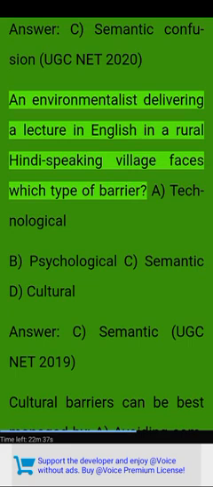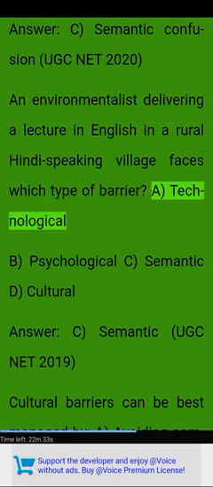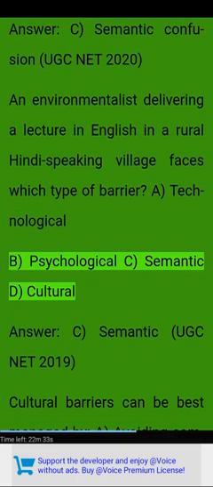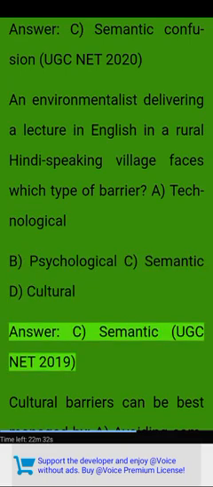An environmentalist delivering a lecture in English in a rural Hindi-speaking village faces which type of barrier? A. Technological. B. Psychological. C. Semantic. D. Cultural. Answer: C. Semantic. UGC NET 2019.